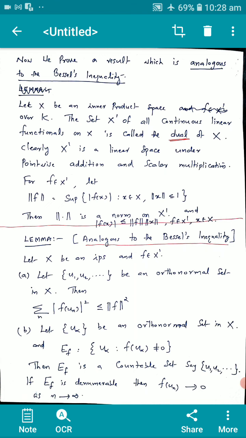Let X be an inner product space over K and f a continuous linear function on X. Then if there is an M such that norm of f(x) is less than or equal to M times norm of x for all x in X, we call f a bounded linear function on X. Today we are going to discuss a result which is analogous to Bessel's inequality. First we want to introduce a new definition.